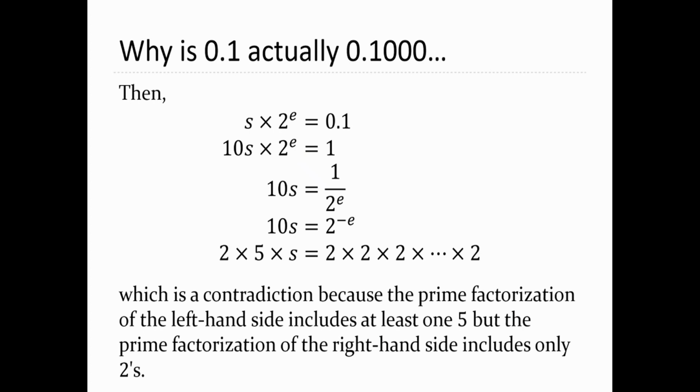And so what do you end up with? You end up with the number that's closest, the binary number that's closest to 0.1, which happens to be 0.1000000 something.